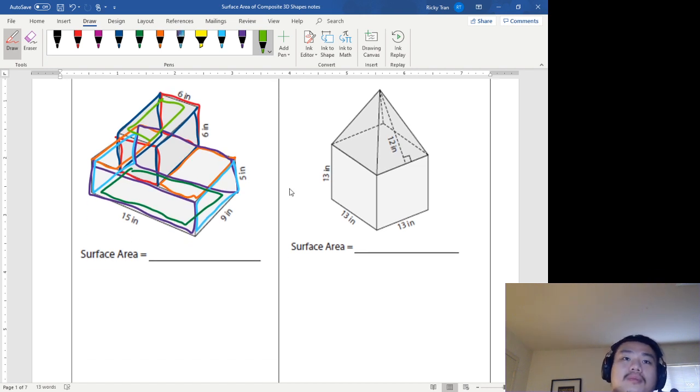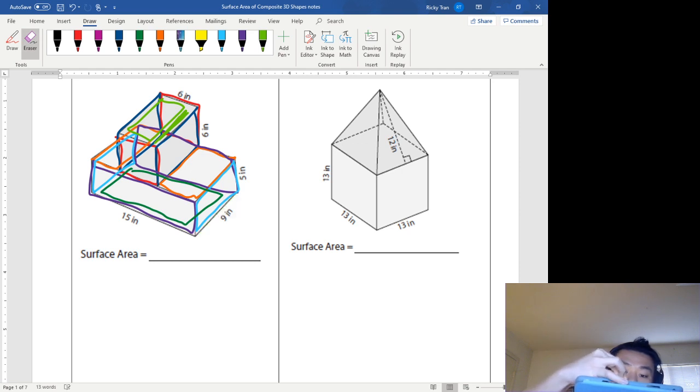It takes a little mental notes of which ones you found. I'm gonna color code all mine. Using colors is an easy way to keep track of which ones you found. All right, so I'm gonna start with my light green color. If you look, this length right here is the same length as this length right here. So the area on the very top is going to be 6 by 9. So 6 times 9.